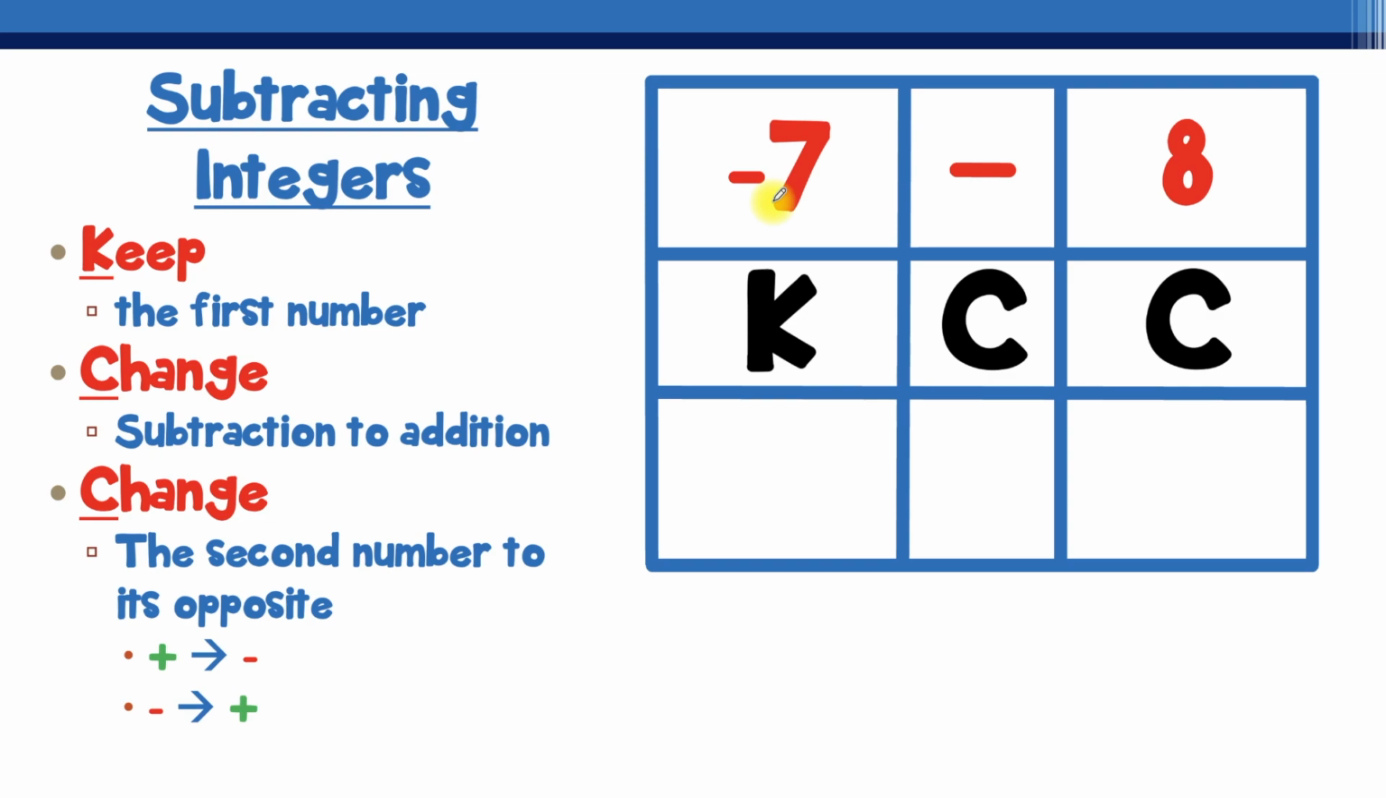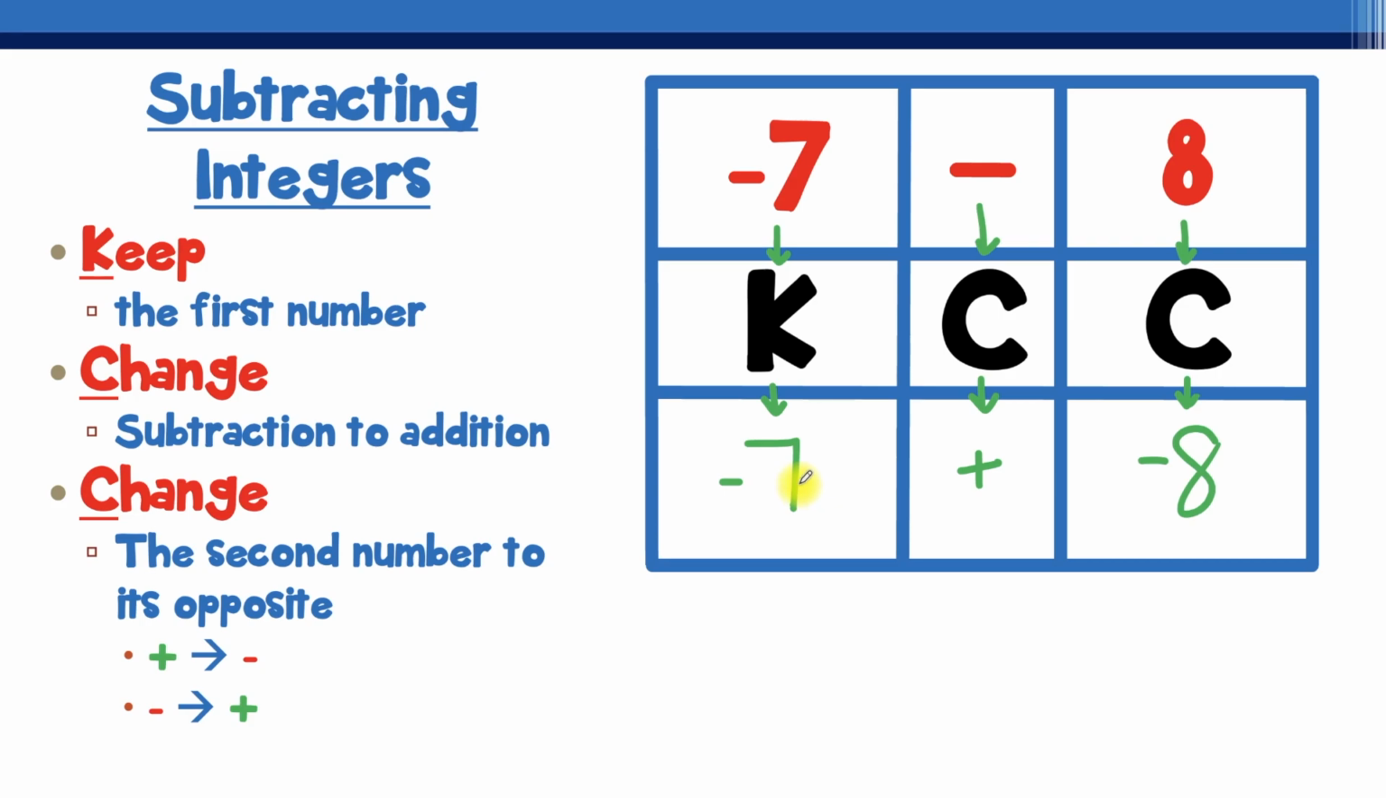Here we have negative 7 minus 8. K stands for keep. So this negative 7 we will keep as negative 7. So let's write negative 7 right down here. The C here stands for change, and we're changing subtraction into addition. So this minus will change into plus. And finally, we're changing the second number to its opposite. So the positive we have in that column will turn into a negative. So this positive 8 will change into negative 8.